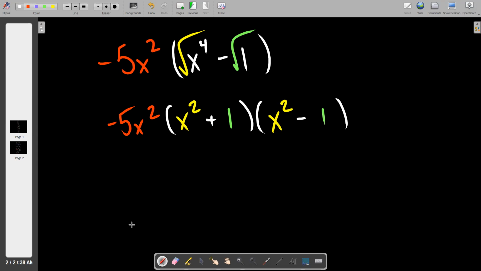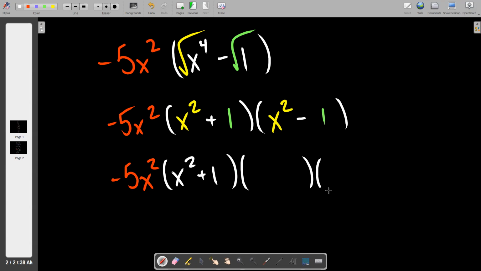And then you see it. You're like, hey, that guy on the far right, I know who you are. You can't get past me. You're a difference of squares. There's an imposter next to you. He's a sum of squares. I'll ignore that guy. But you, sir, I can go further. So we have negative 5x squared times the factored terms. Boom, indeed. That's it.